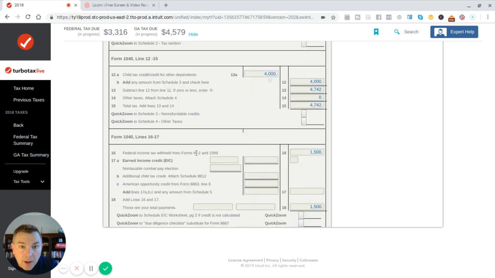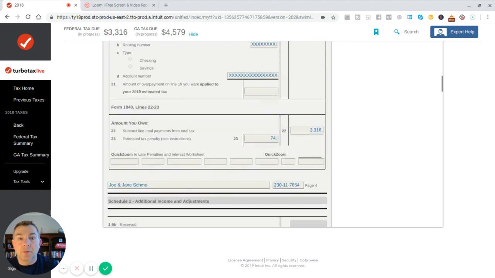And then we had $1,500 withheld already in wages. So we've got $4,742 minus $1,500, and that's going to give us right around this amount right here, $3,316 federal taxes due, because we had to pay a penalty as well of $74 because we did not file quarterly. So our total tax bill is $3,242 plus the $74 penalty. That's $3,316. Pretty simple, man, without question.